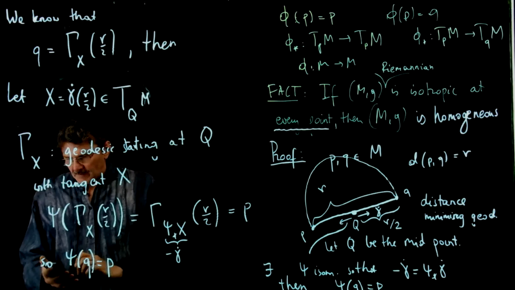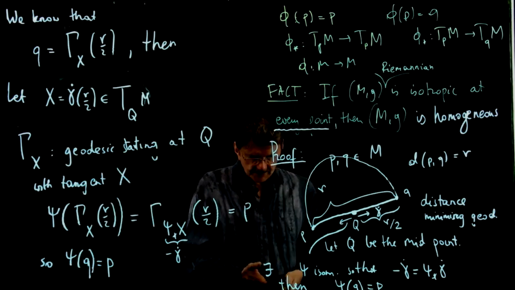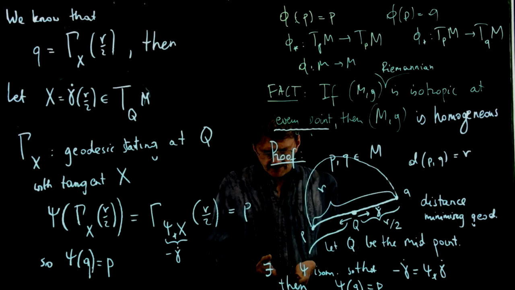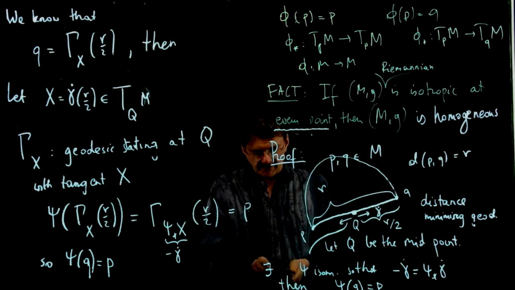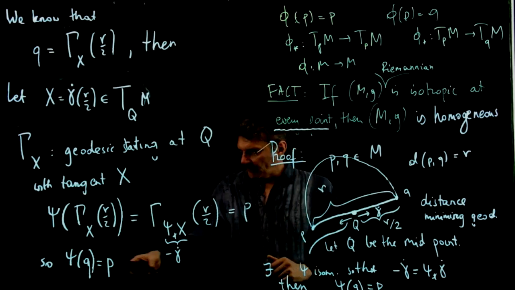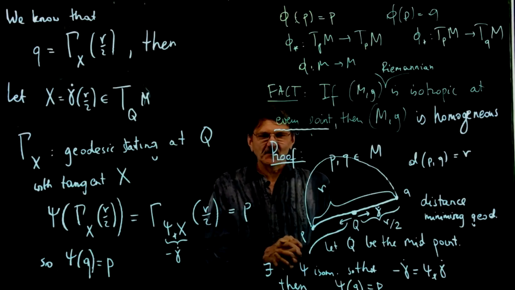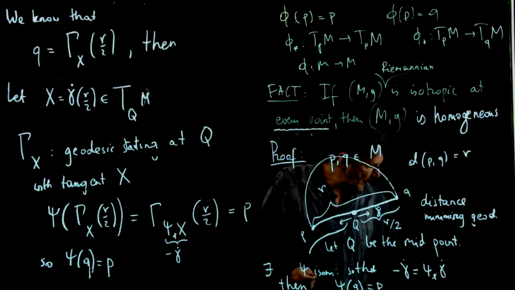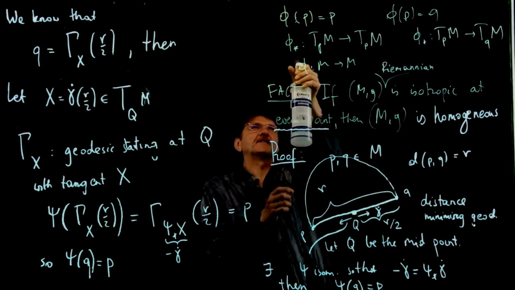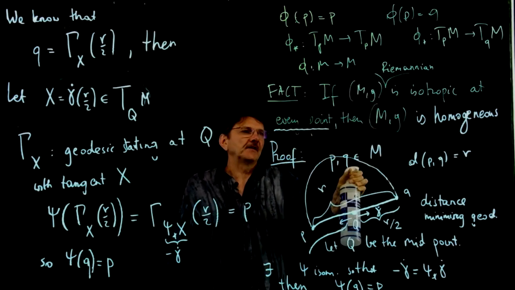Good. So now we have 5 minutes, to start something new doesn't make sense. So let me just tell you what we're going to do next time. So this is just a spoiler for next time. We're going to try to construct all maximally symmetric Riemannian manifolds.